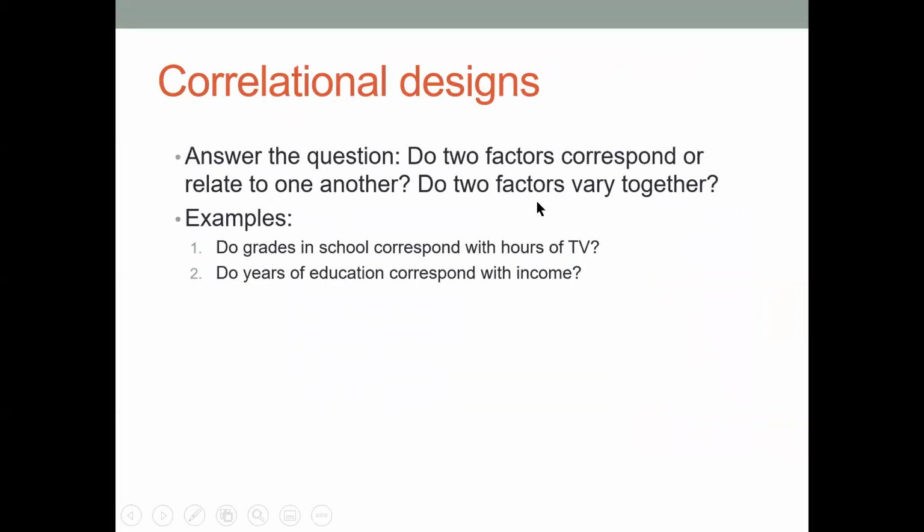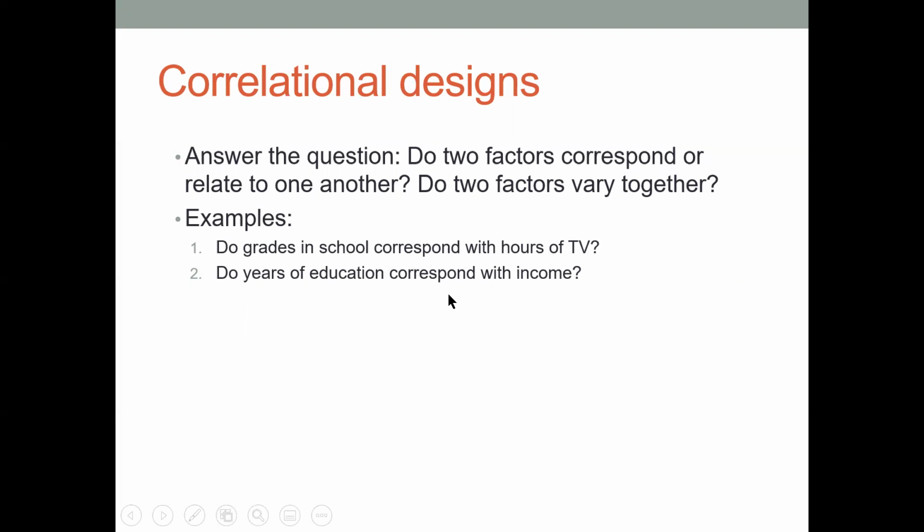So correlational designs are looking at relationships. They're not looking at causes, but just, do these two factors tend to vary together? If factor A varies or is higher, does factor B also tend to be higher? So for example, do grades in school correspond with hours of TV? You might expect that the more hours of TV you watch, the lower your grades in school are, because you're not using that time to study. Do we know that's true? We don't. So we might conduct a correlational study to find out.